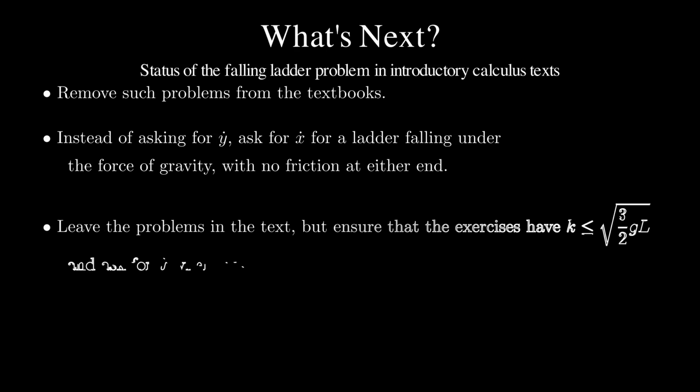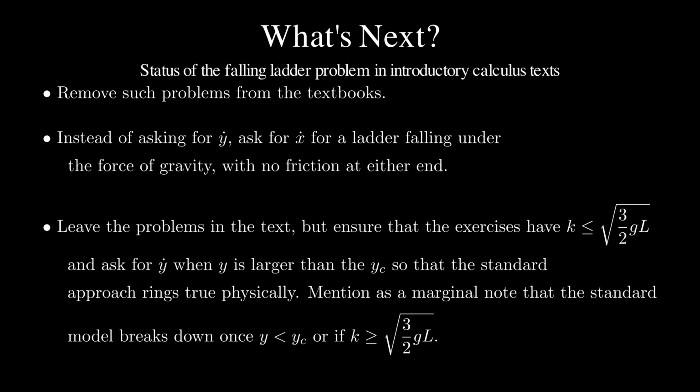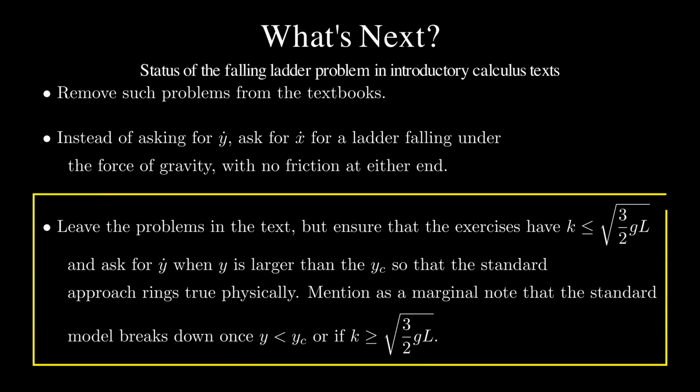Or we can leave problems like this in the text, but ensure that exercises have k less than or equal to the square root of 3 over 2 gL, and ask for y dot when y is larger than yc, so that the standard approach rings true physically. Mention as a marginal note that the standard model breaks down once y is less than yc, or if k is greater than or equal to the square root of 3 over 2 gL.